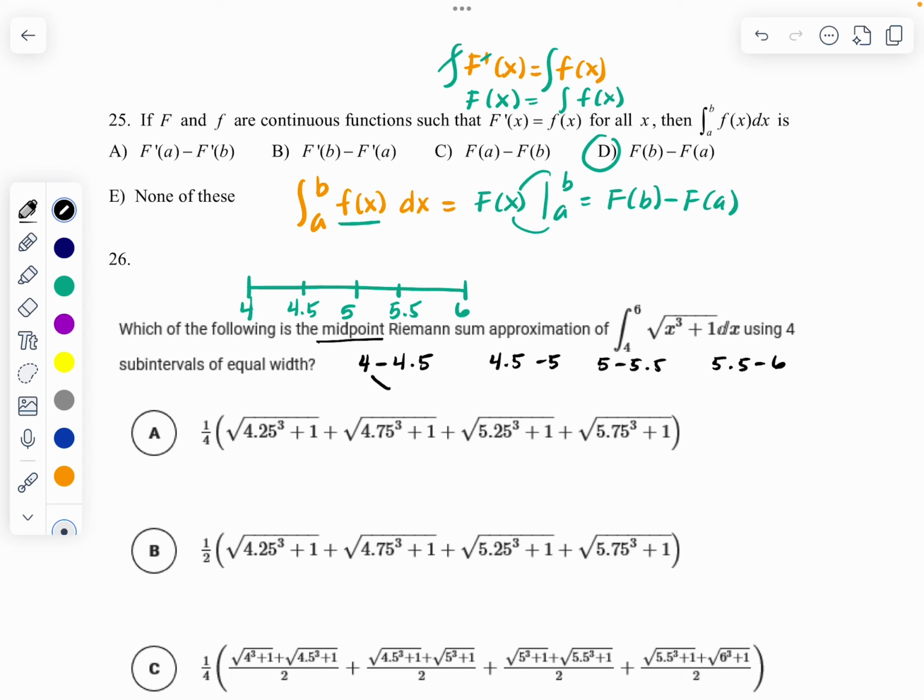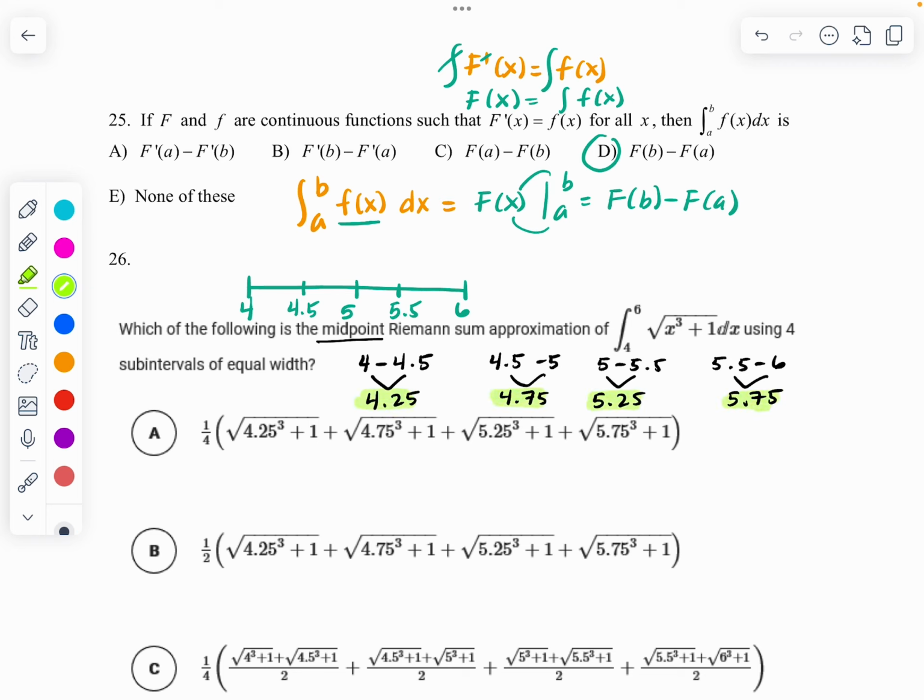So what's the midpoint of 4 and 4.5? That's 4.25. The midpoint of 4.5 and 5 is 4.75. And the midpoint of 5 and 5.5 is 5.25. And the midpoint of 5.5 and 6 is 5.75. Okay, a little bit gross, but it is what it is. So I'm highlighting all of these guys, the midpoints.